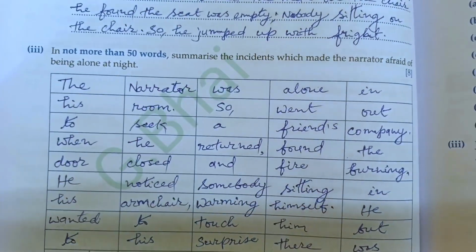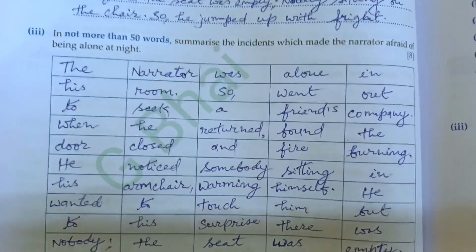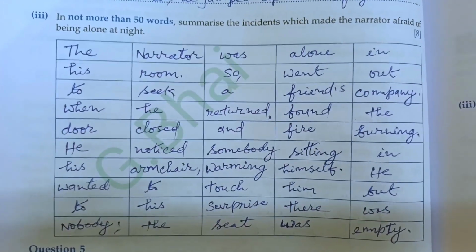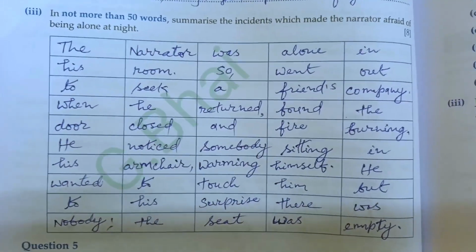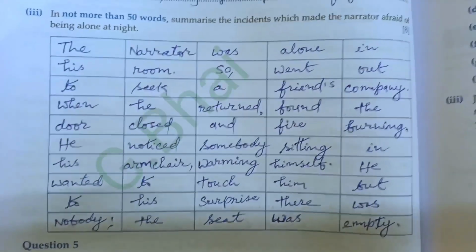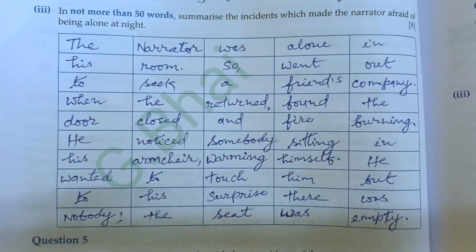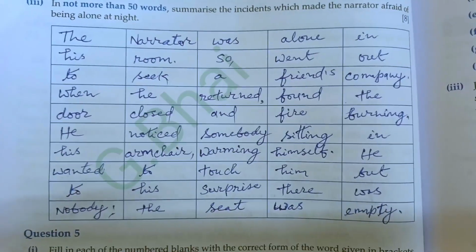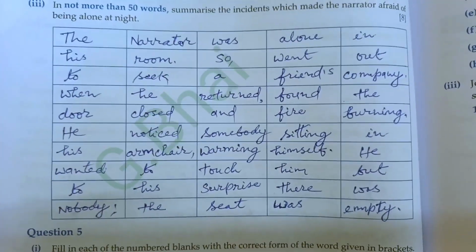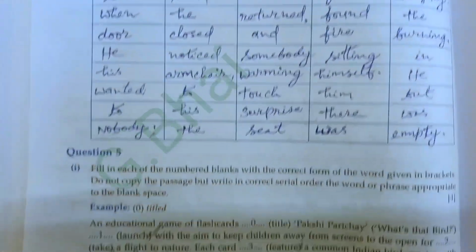Number 3, here you have to write 50 words and summarize the incidents that made the narrator afraid of being alone at night. So the answer is, the narrator was alone in his room, so he went out to seek a friend's company. When he returned, he found the door closed and the fire burning. He noticed somebody sitting in his armchair, warming himself. He wanted to touch him, but to his surprise, there was nobody. The seat was empty.